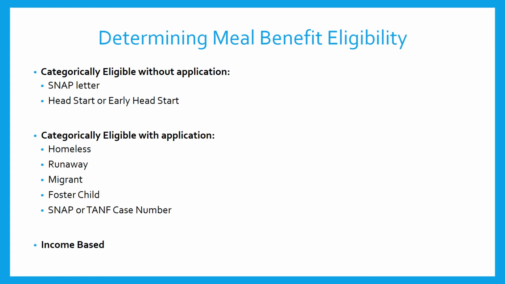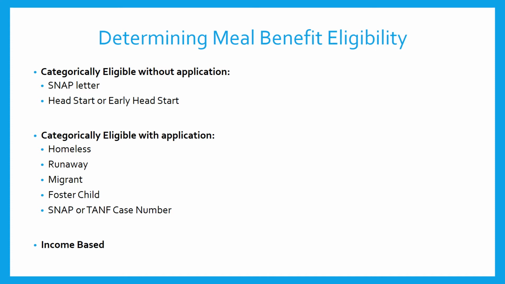First, we will talk about determining meal benefit eligibility. Throughout this presentation, we will refer to two types of determinations your organization will use. The first is called categorical eligibility, which can be determined with or without an application. Categorical eligibility without an application refers to participants who are enrolled in other federal assistance programs that meet the same income guidelines as the CACFP.